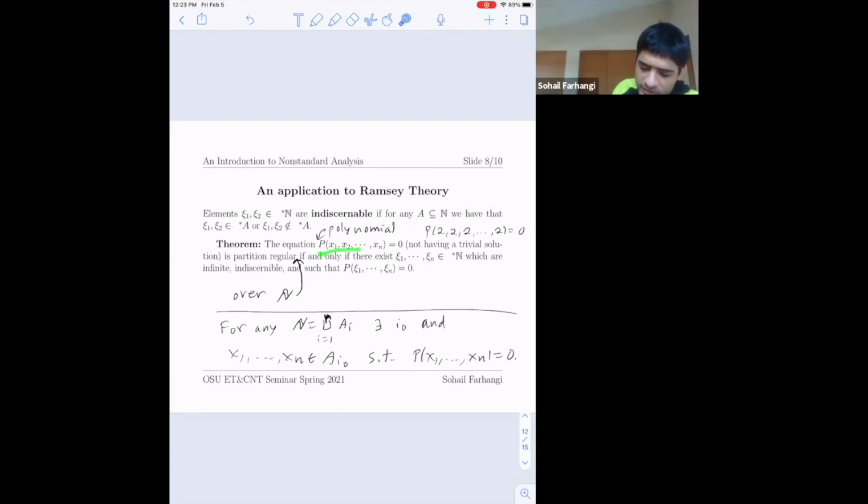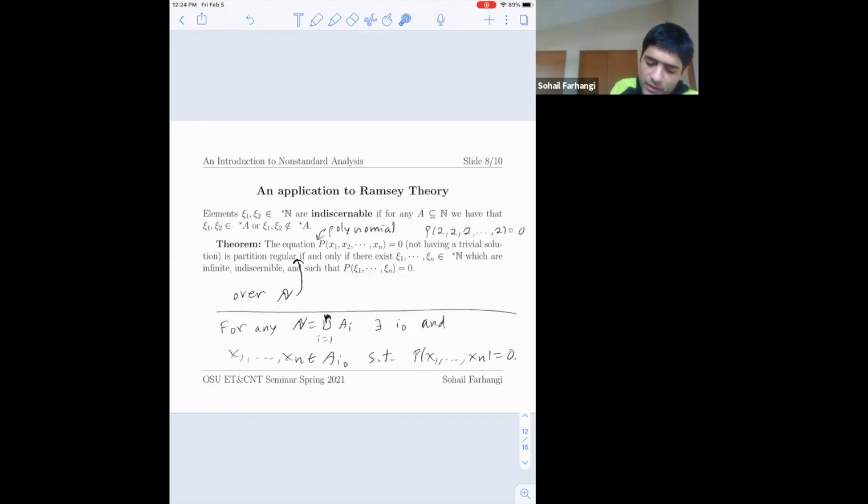So this polynomial equation is weakly partition regular if and only if there exist indiscernible non-standard numbers that are infinite, such that they satisfy this polynomial equation. And of course, we already said addition and multiplication happen component-wise, or we even already stated it for a general function. So you just apply this function to each component, and the result should be 0.